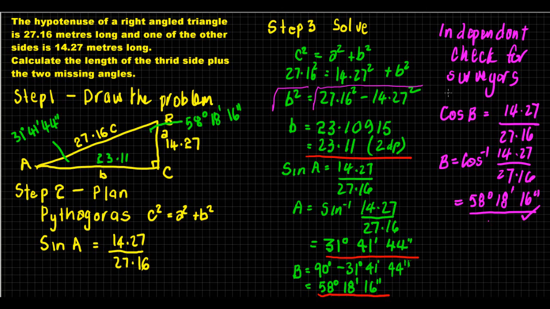I'm satisfied that I have solved that right angle triangle. I know all the sides and all the angles, and I'm pretty sure that I've got it fairly right. So that's good. So all good, thanks very much. And that's one right angle triangle solved.